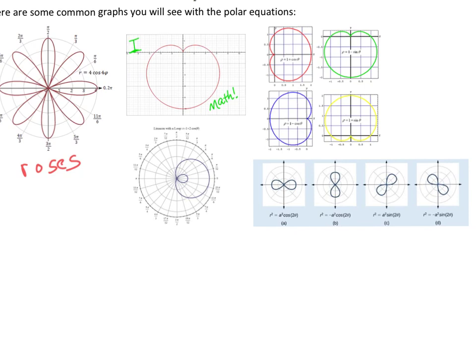These are called, I can't remember what they're called right now. There is a specific name for it, but they look like the infinity sign or the number 8. So anyway, those are some common graphs.